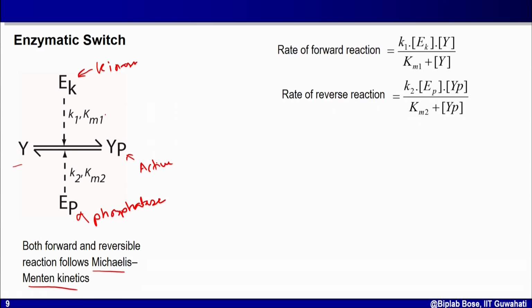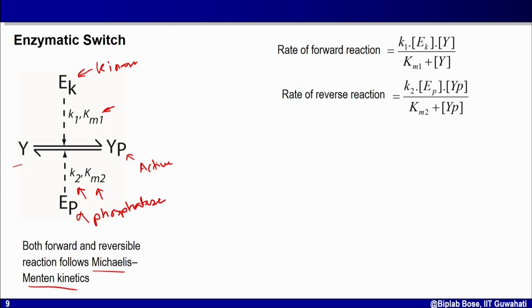And assume that both these reactions, forward and backward reaction, follow Michaelis-Menten kinetics. And as I said, a Michaelis-Menten kinetics has two parameters. One is the Kcat, another one is the Michaelis-Menten constant. So for this forward reaction, Kcat is suppose K1, and the second one is suppose the Michaelis-Menten is Km1. For the next reaction, the reverse reaction, K2 is the Kcat, and Km2 is my Michaelis-Menten constant.